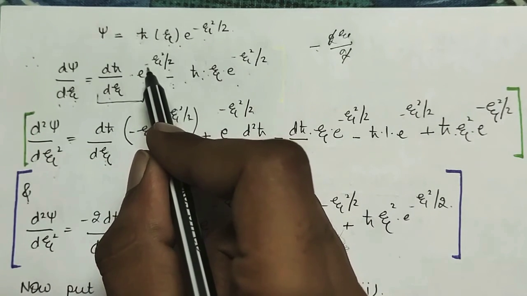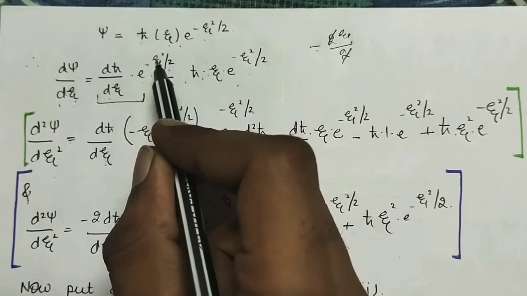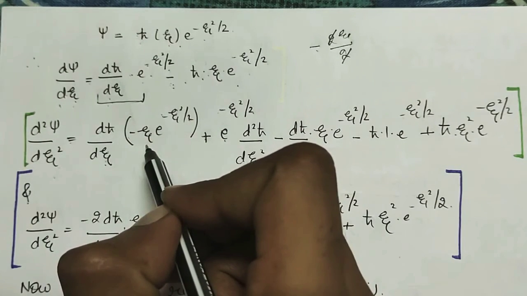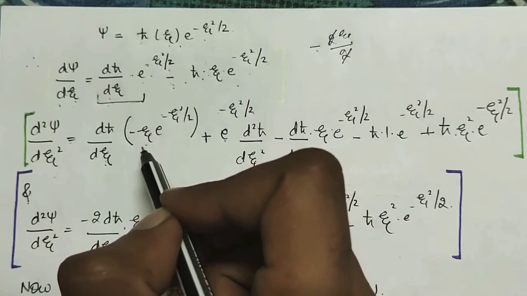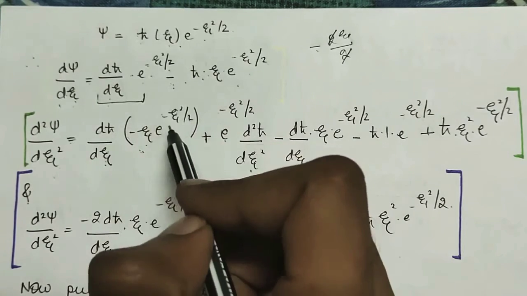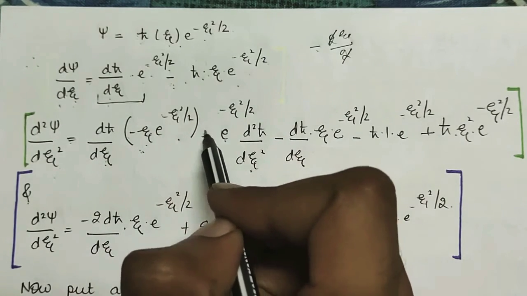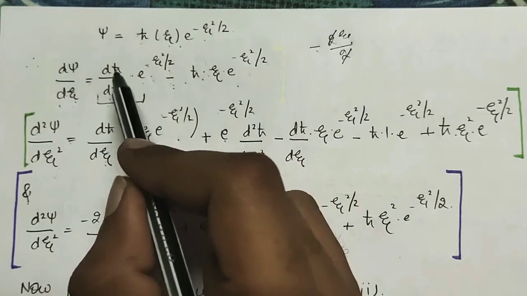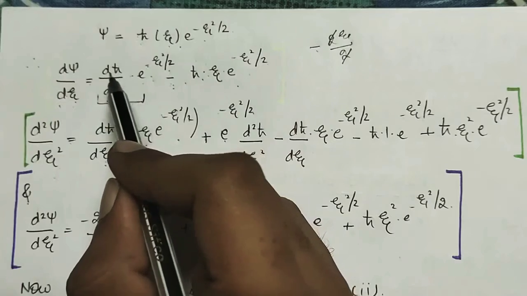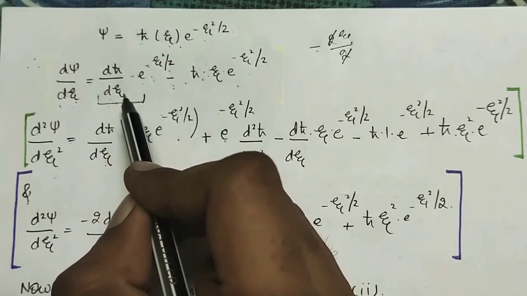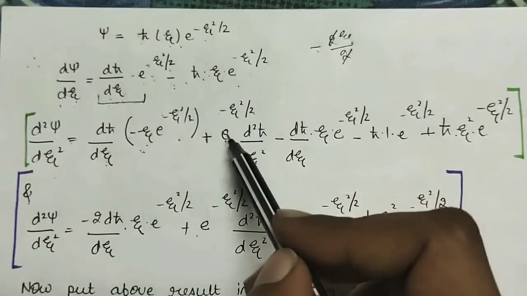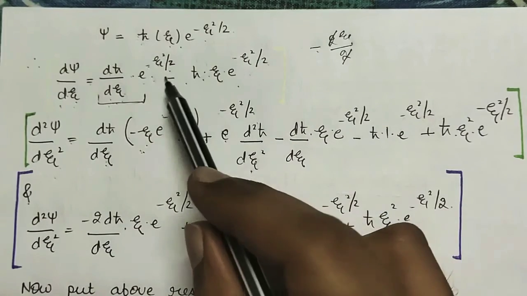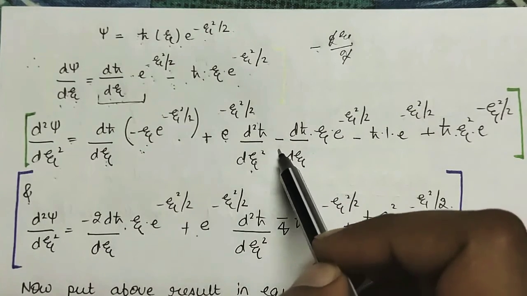Differentiation of this will be like minus j, and e to the minus j square by 2 is as it is, plus this function as constant and differentiation of this. So differentiation of this gives del 2 h cross upon del j square, and this is as it is. Okay, now minus sign here.